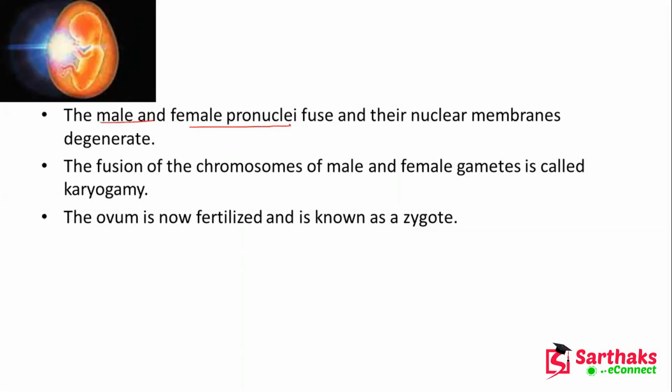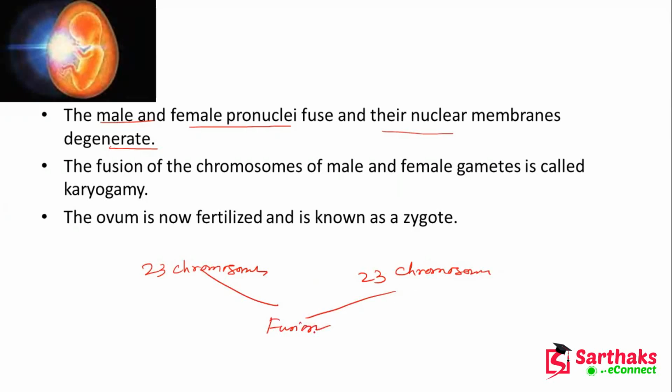Then the male and female pronuclei fuse and their nuclear membranes degenerate. So the fusion of the chromosomes, 23 chromosomes from the male and 23 chromosomes from the female gametes, is called fusion. This fusion process is called karyogamy. And the ovum is now fertilized and is known as a zygote. Now the zygote will be formed.